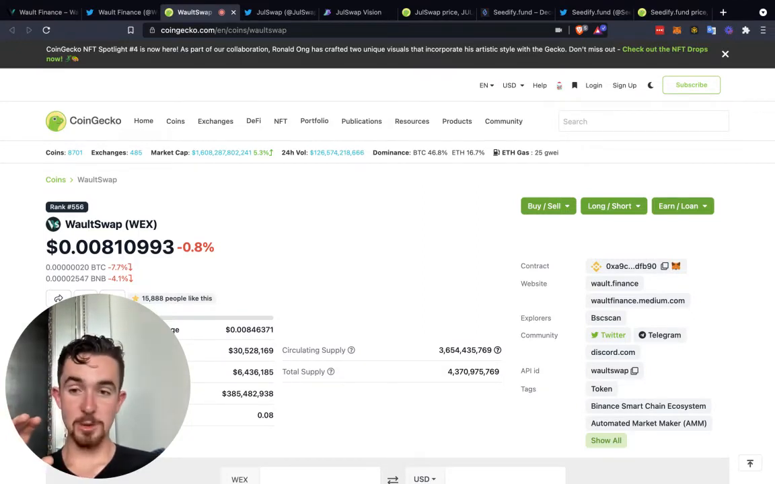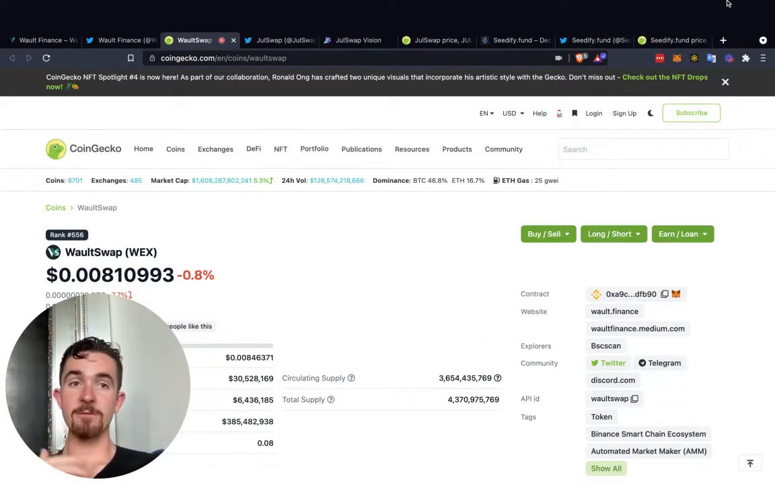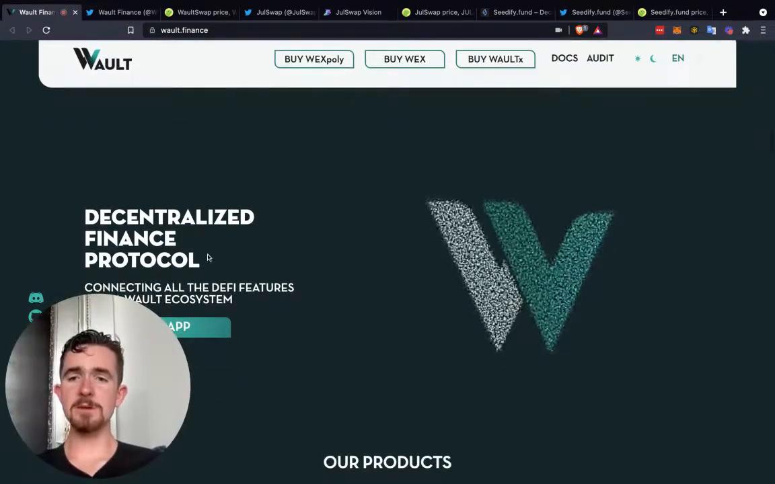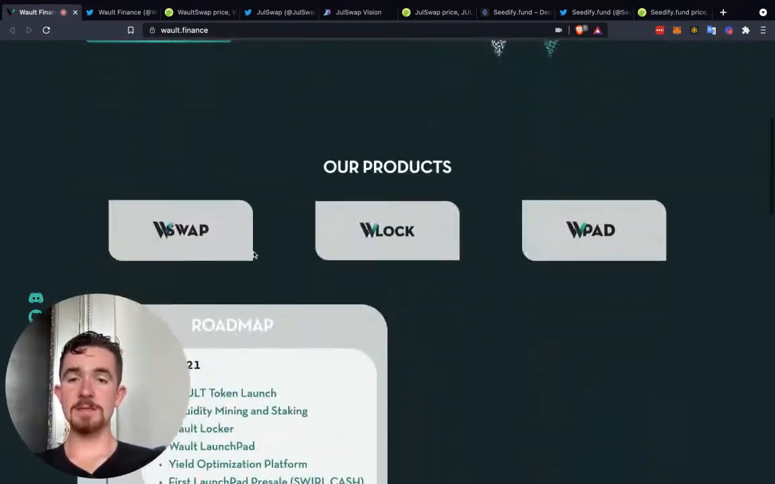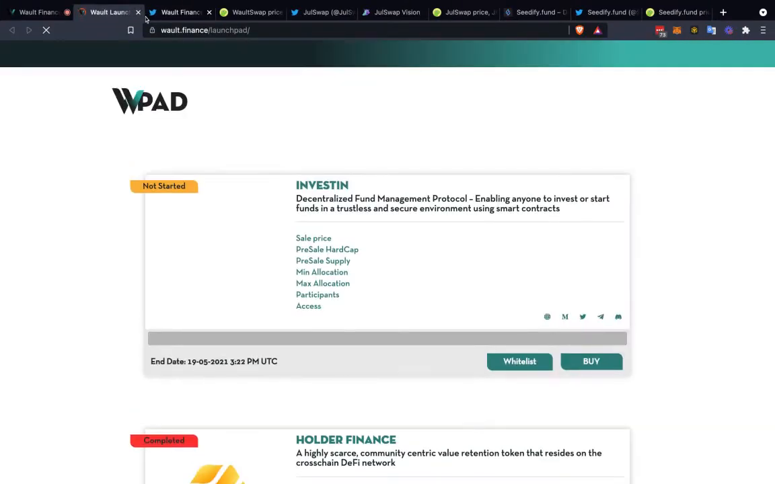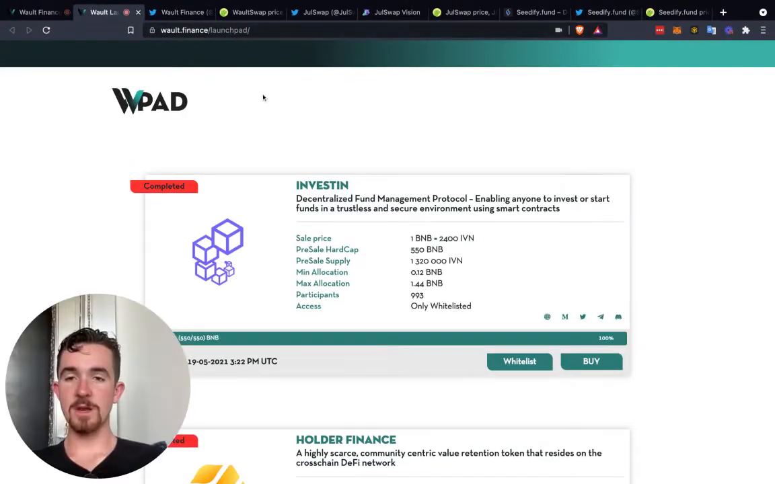Personally, I do not hold any of these projects, but I think it's always interesting to look at what they are doing that's a bit different from the rest of the competition. So with WaultSwap here, they say they're a decentralized finance protocol, and they're really focusing on 3 main projects, which is the WSwap, which is kind of like their type of decentralized exchange. You have the Lock, which is kind of like staking, and then you have the WPad. Okay, so the WPad is what we're actually going to be focusing on here.